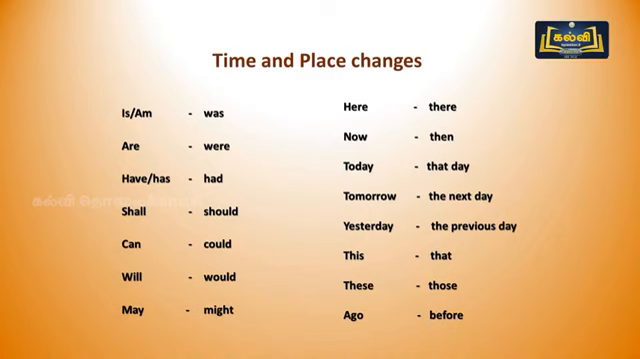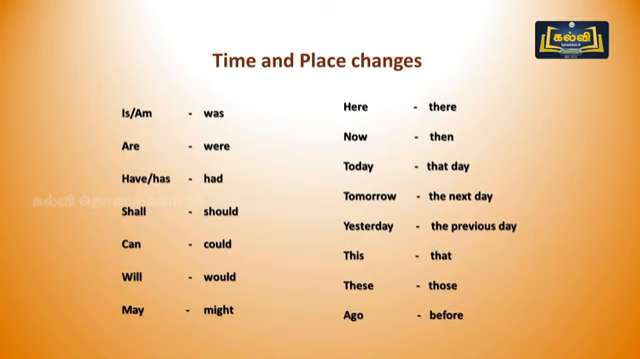Now we will see regarding time and place changes. Is, am, when you change, will become was. Are, the auxiliary verb, will be changed as were. Have, has will be changed as had. Shall, should; can, could; will, would; may, might; here, there; now, then; today, that day; tomorrow, the next day; yesterday, the previous day. This will change as that, these, those, ago, before.